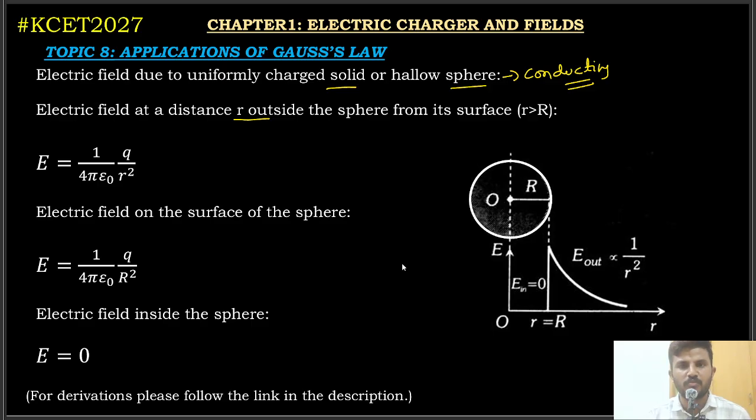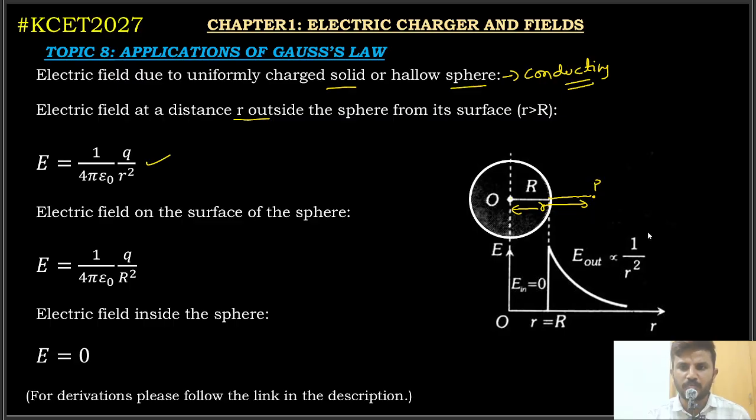For this also, the derivation will be given in the link. Please follow it for the derivation. So E is equal to 1 by 4 pi epsilon naught, q by r square. This is outside, at a distance. For example, here we have a sphere, and this particular distance r is from its center. So r is taken from the center to the point P.